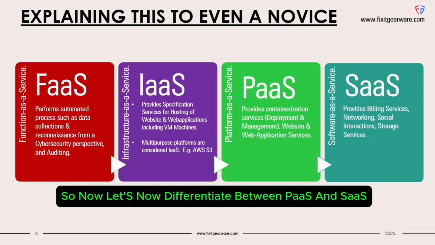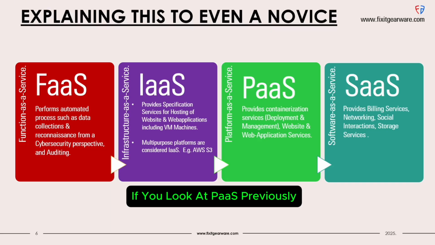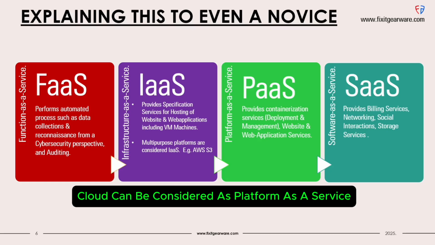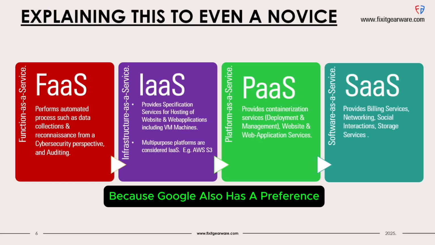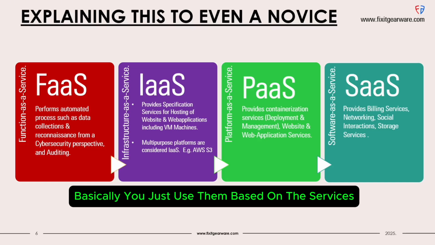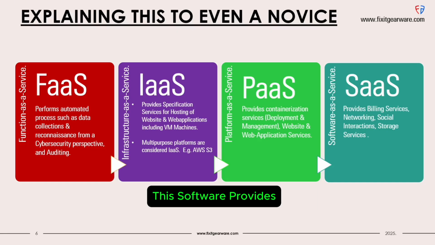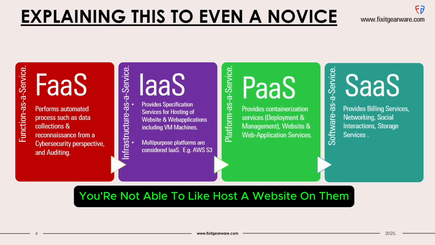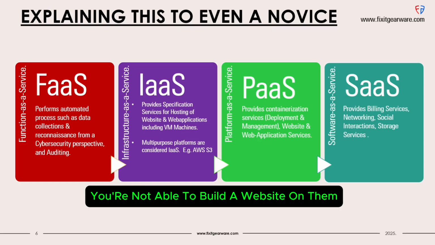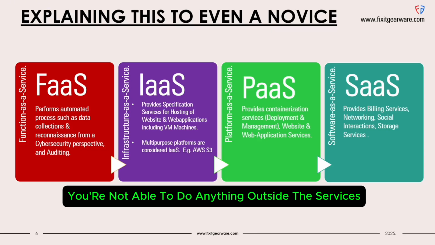Okay. So now let's differentiate between PaaS and SaaS. If you look at PaaS, previously we said Google Cloud can be considered as platform as a service because Google also has a preference where you can host a website. Okay. But for software as a service, basically you just use them based on the services this software provides. You're not able to host a website on them. You're not able to build a website on them. And of course, you're not able to do anything outside the services which they provide.